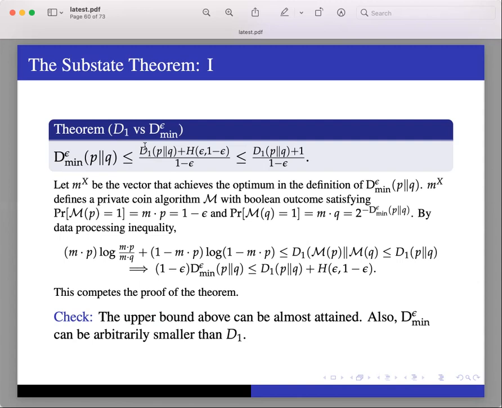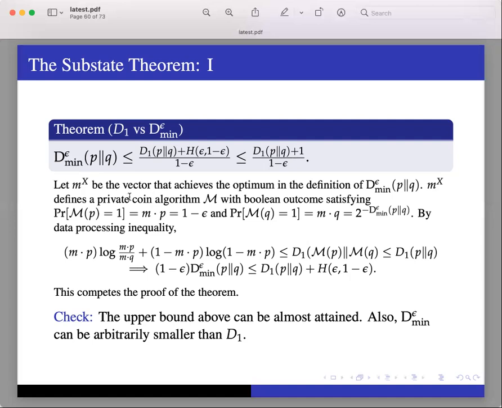There are two parts to the substate theorem. This is the first part. The first part gives an upper bound on D epsilon min in terms of D1. It looks like this. And here the numerator is the binary entropy function, the entropy of a two-point probability distribution, where the probability of heads is epsilon, let's say, and the probability of tails is 1 minus epsilon. It is trivially upper bounded by 1. So often we can work with this upper bound.